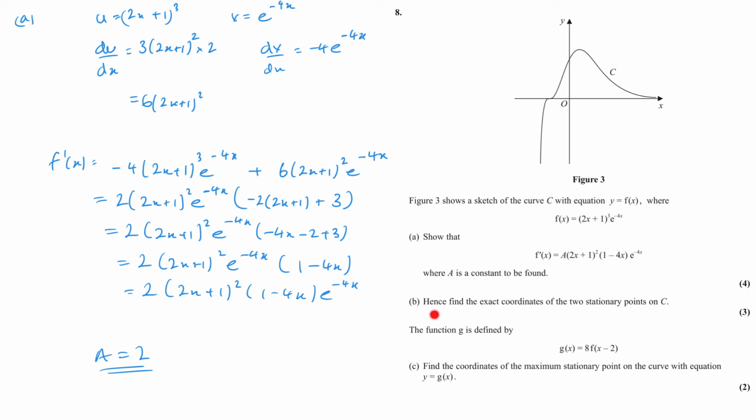Now part B, hence find the exact coordinates of the 2 stationary points on C. Right, that's the next bit.